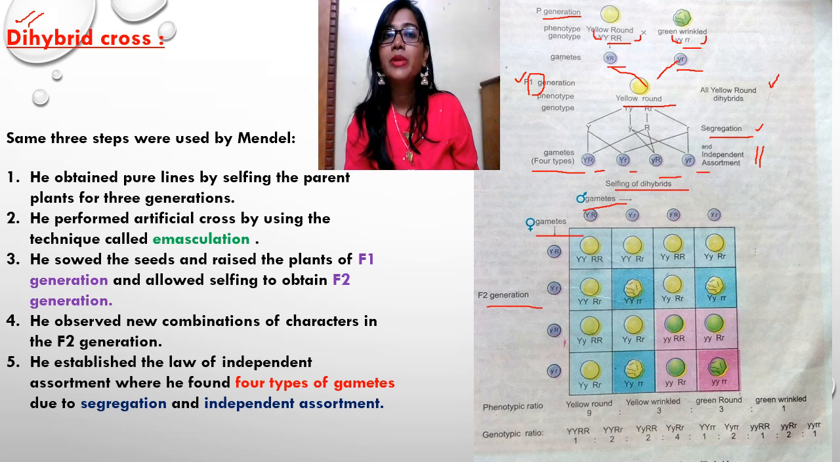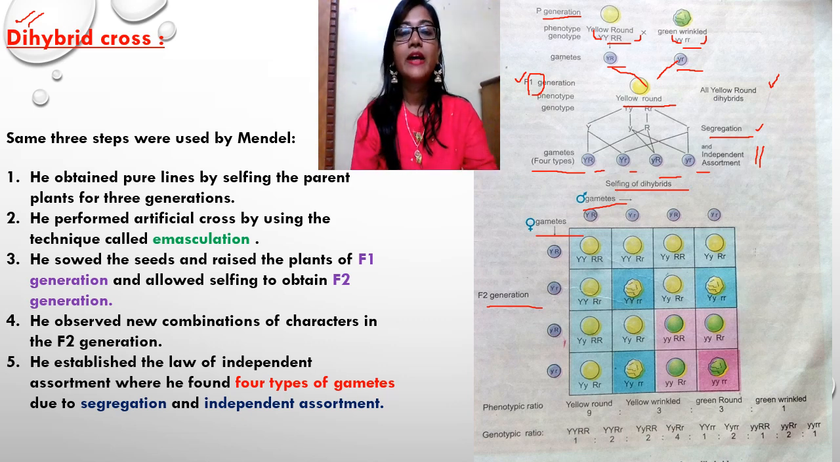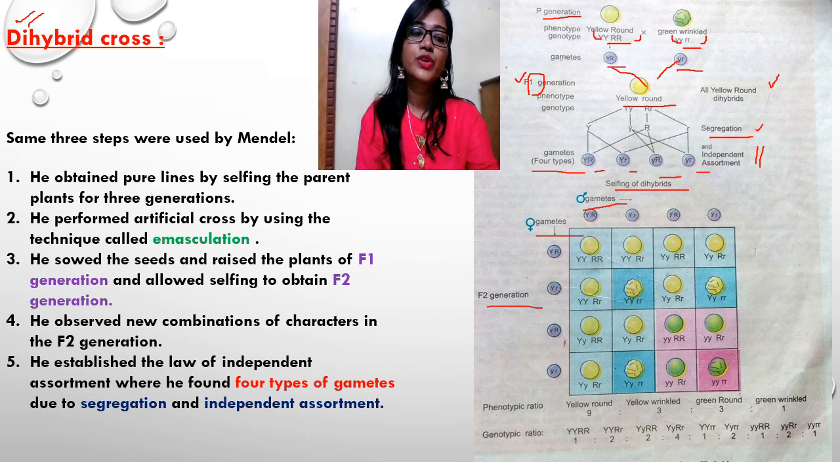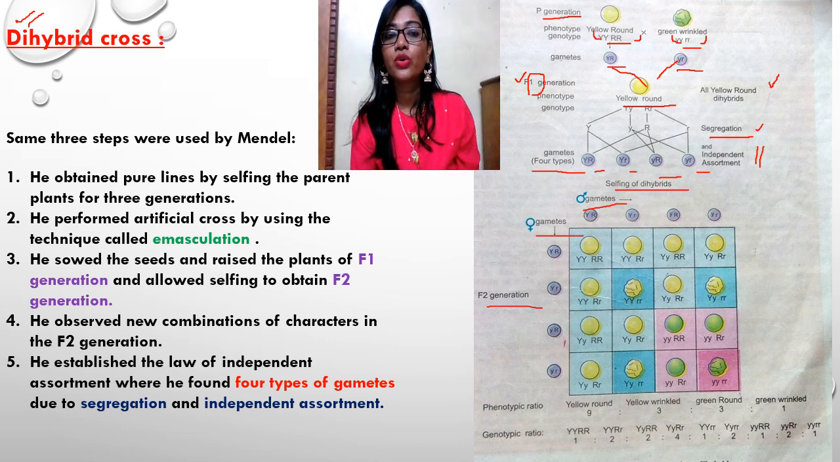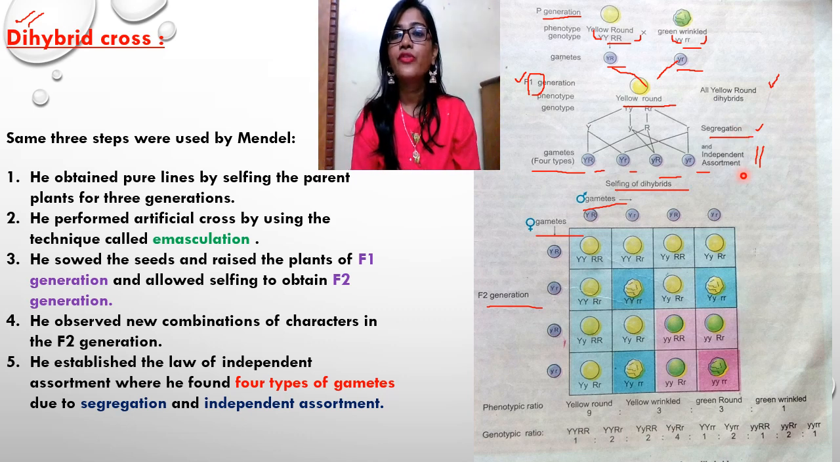While in the dihybrid cross, what Mendel observed is that the phenotypic ratio is 9:3:3:1, while the genotypic ratio is 1:2:2:4:1:2:1:2:1. So these are the different combinations, or new combinations, which Mendel observed in the F2 generation. This is the phenotypic ratio and this is the genotypic ratio. So these are the different variations which Mendel observed in the law of segregation or law of independent assortment.